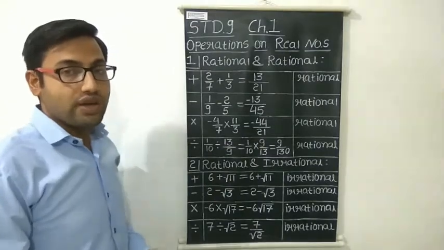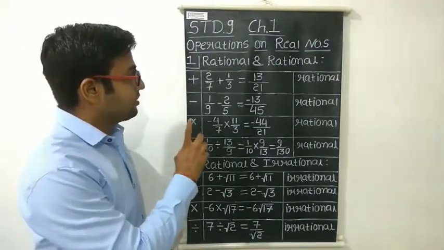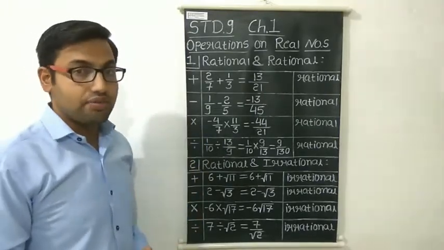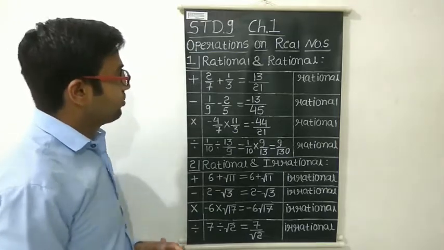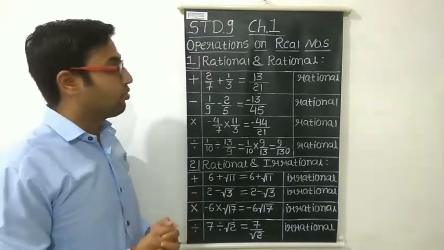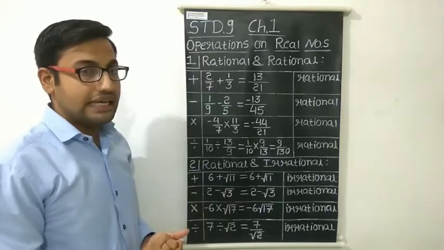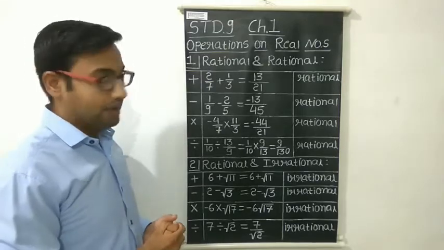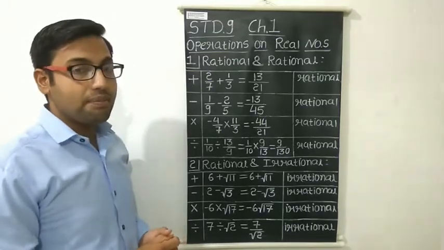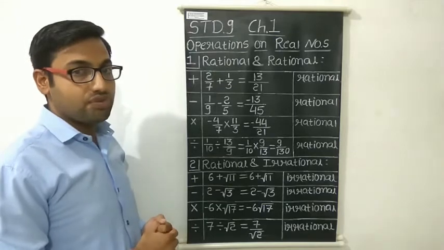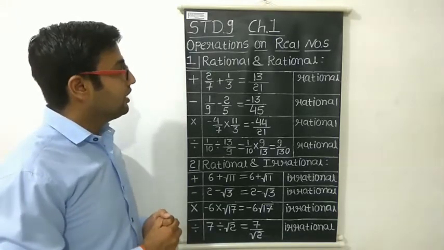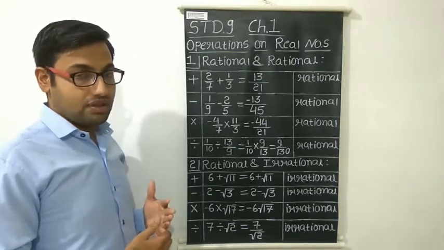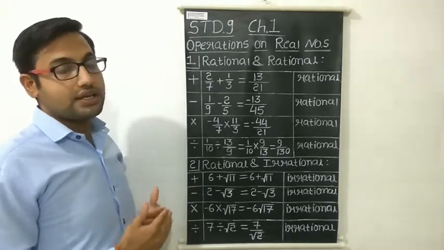Hello students, today we will study about the operations on real numbers. This is the topic of standard 9, chapter number 1, number systems. So till now we have studied about the rational numbers and irrational numbers that you know now very well. So now what will happen if we apply the basic maths operations, addition, subtraction, multiplication and division between the rational and irrational numbers, then what kind of result we get? They may be rational number or irrational number.